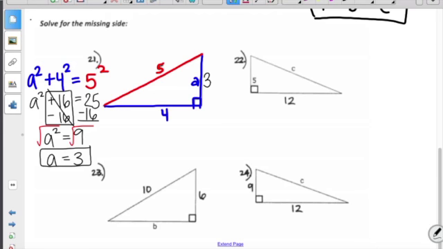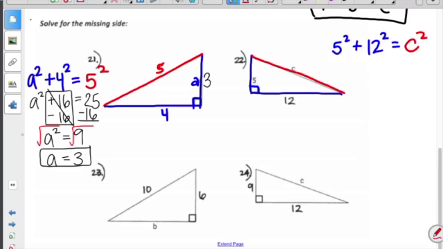For 22, we're going to do it the same way, but this time both of our legs are known numbers, the two that make up the right angle. So we have 5 squared plus 12 squared is going to be equal to our hypotenuse, which we don't know, so we're going to put the c. Don't forget the squared.